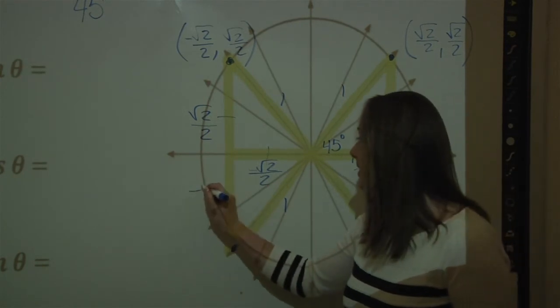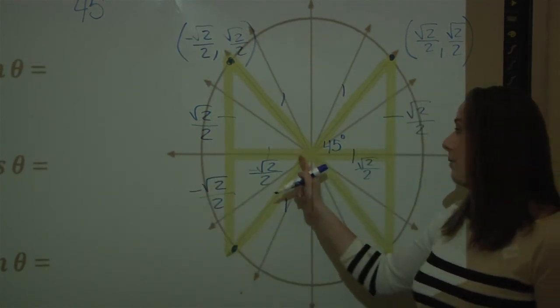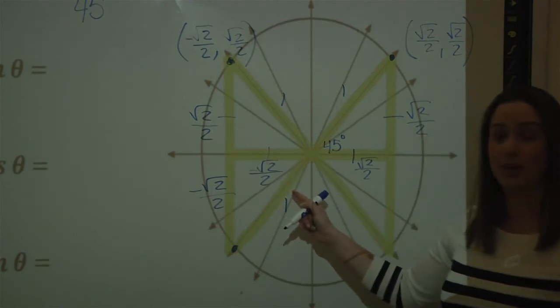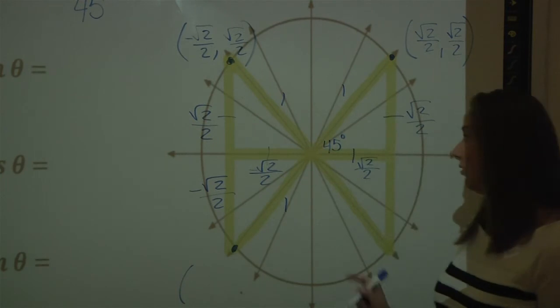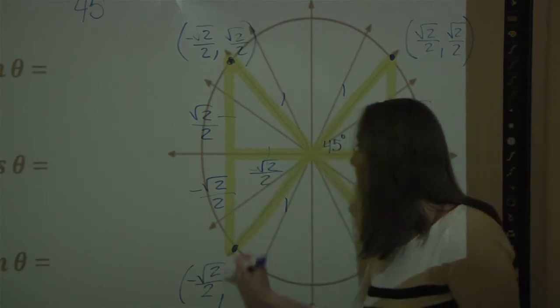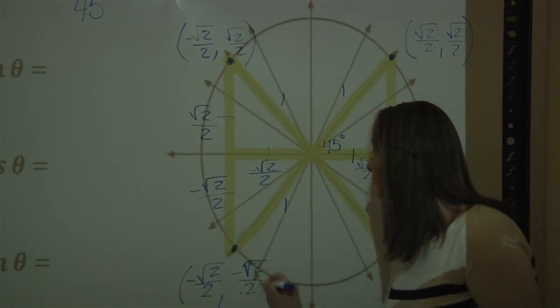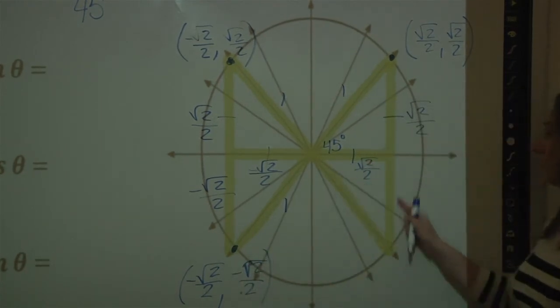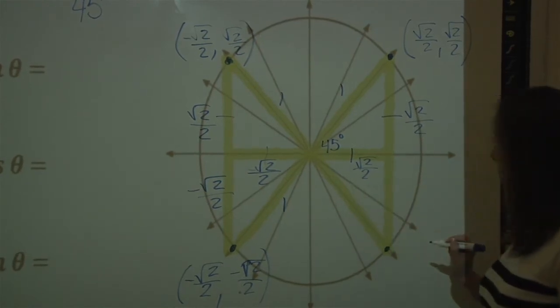This value is going to be negative radical 2 over 2 because we're going down. And we already figured out that this is going to be negative radical 2 over 2. So when I think about my xy ordered pair, x is negative radical 2 over 2, and y is negative radical 2 over 2.